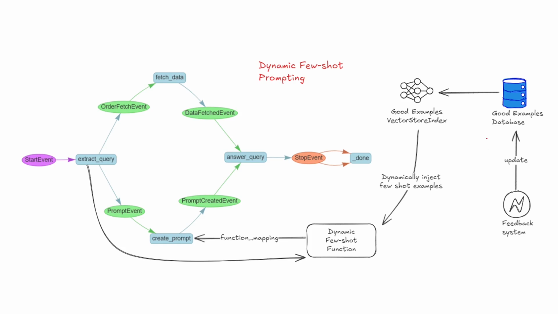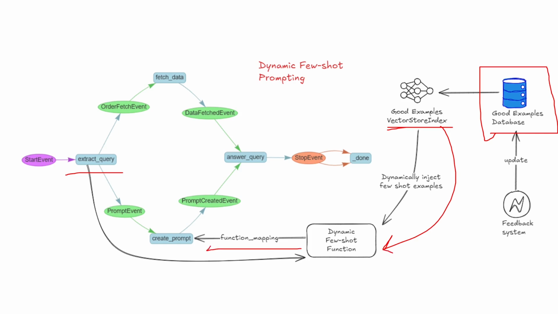So in dynamic few-shot prompting, we maintain a database of queries and good example responses for those types of queries. We then create a vector store index from that database. And when we get the user's query, we perform a vector search using the query and retrieve two or three best example responses based on the query dynamically. And then we put those as the few-shot examples in the prompt.